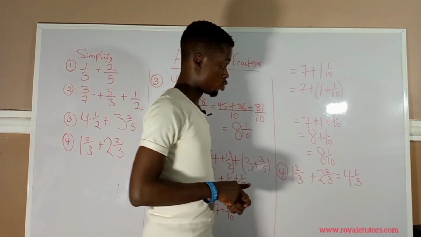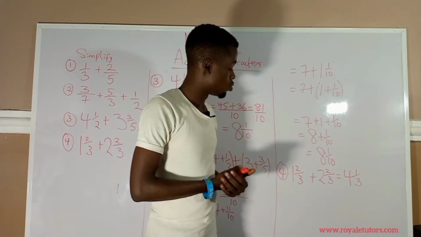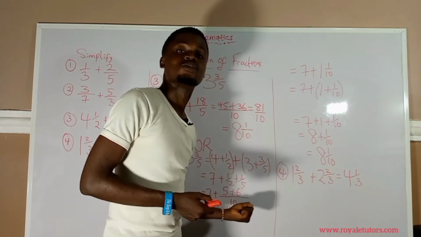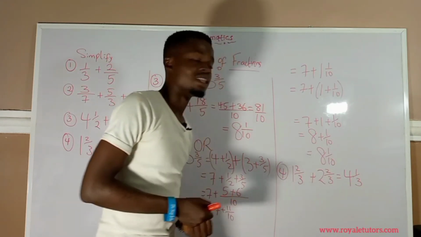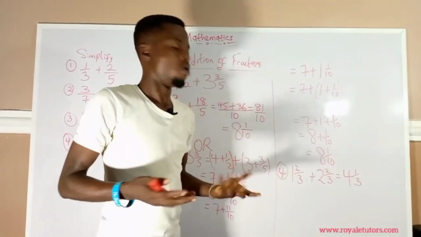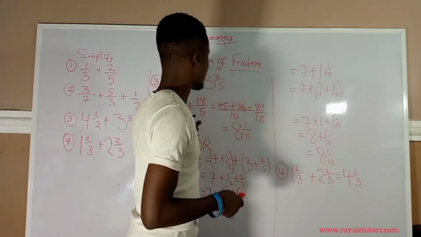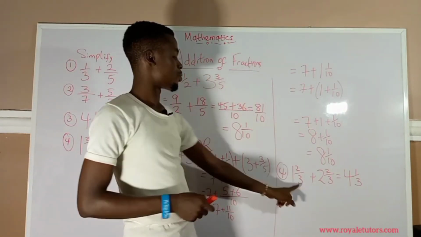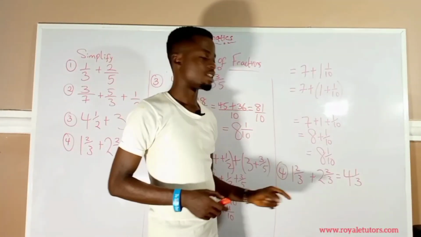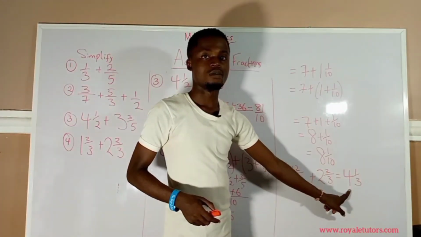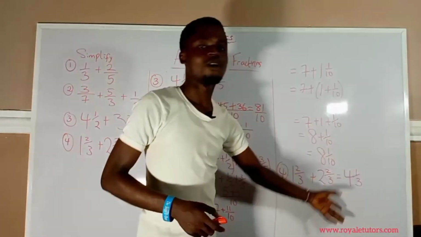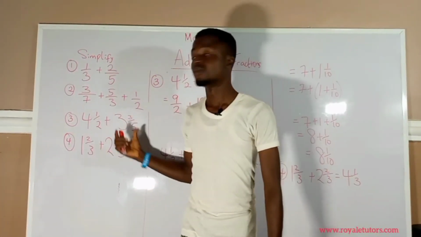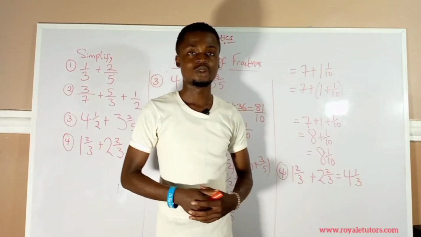Whichever method you use, you can decide to use adding of the whole numbers together, then adding 2 over 3 plus 2 over 3, or you decide to use this method, that is, you change each of them to improper fraction, then add. You should get 4 whole number 1 over 3. So if you get 4 whole number 1 over 3, you are correct. If not, you can watch the video again, so that you understand what we are talking about.